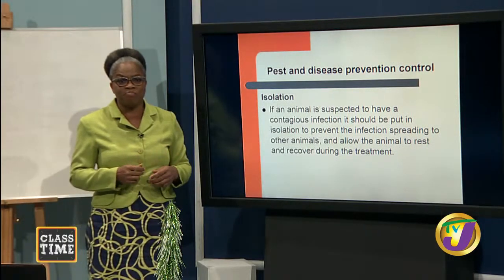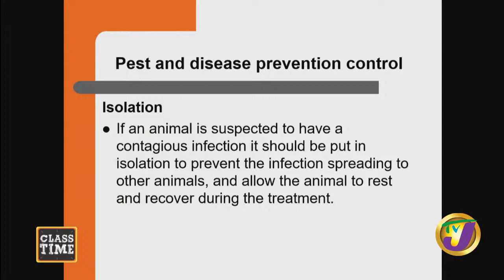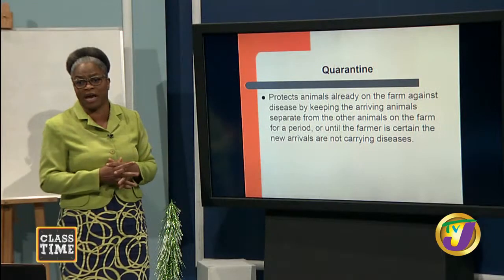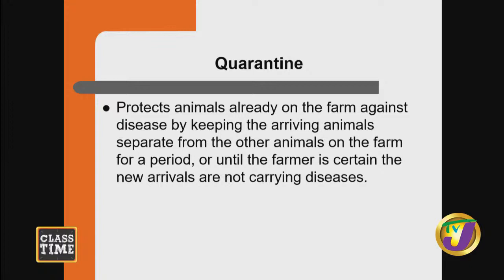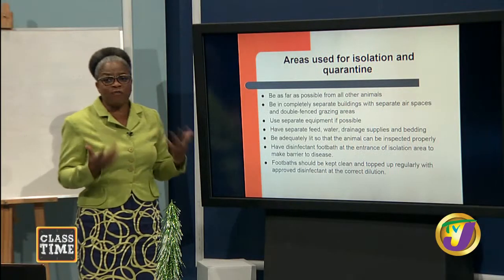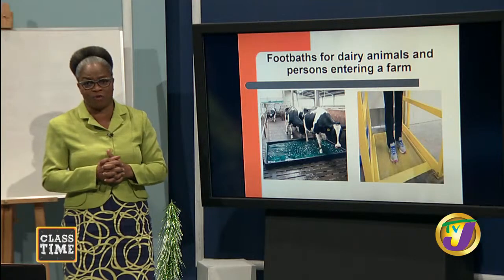So by definition, we are looking at isolation. We said once the animal is suspected to have a contagious infection, remove them and put them in isolation. And we're using these words more often now because of COVID-19. Quarantine. We want to protect the animals that are on our farm, so we need to quarantine, place them in a separate area for at least 2 weeks until we are sure that they're not carrying any disease. Good? If you're going to put them in isolation, make sure that the area is separate from all other animals and you're paying attention to what we call good sanitation practices, and make sure that you have your foot bath.